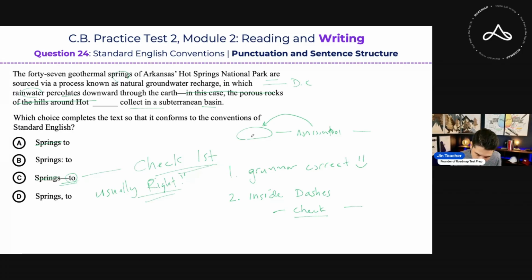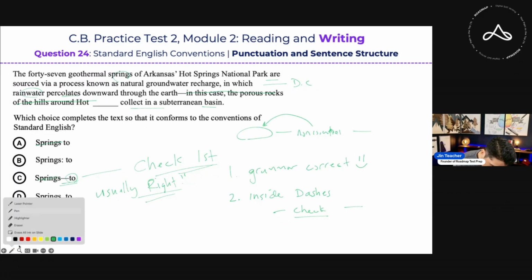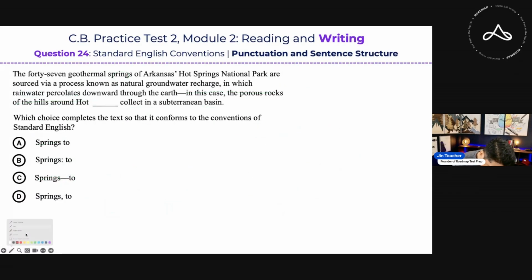So in this case, we look at this up inside. Now we look at the information between the two dashes, and it says, in this case, the porous rocks of the hills around Hot Springs.